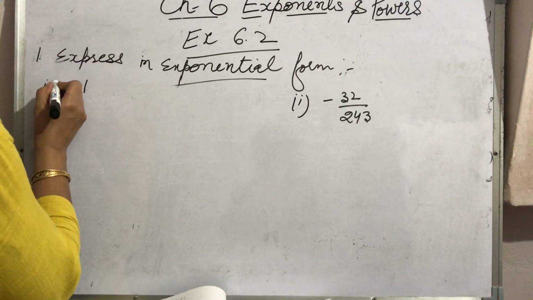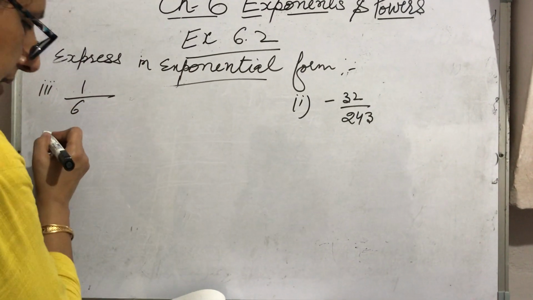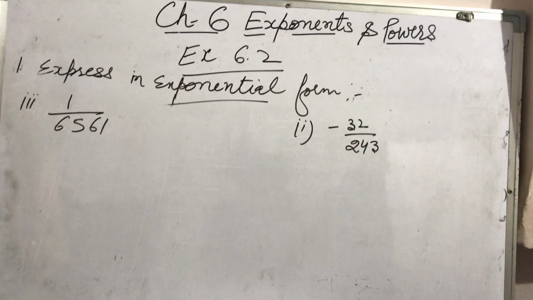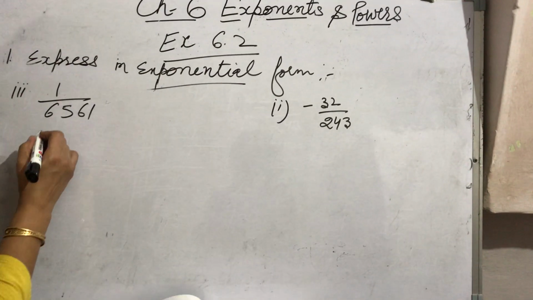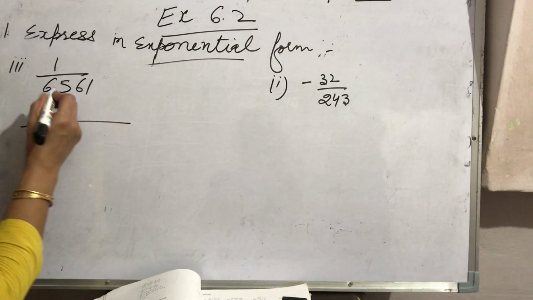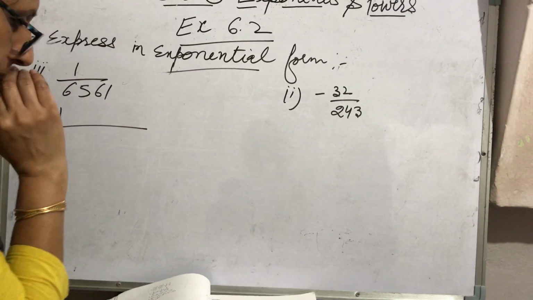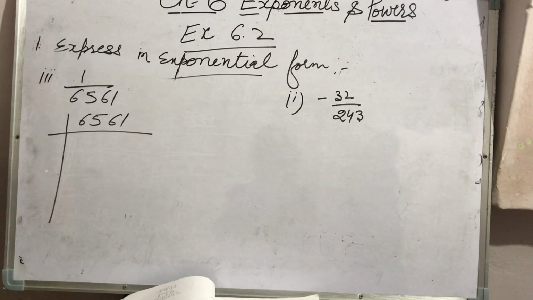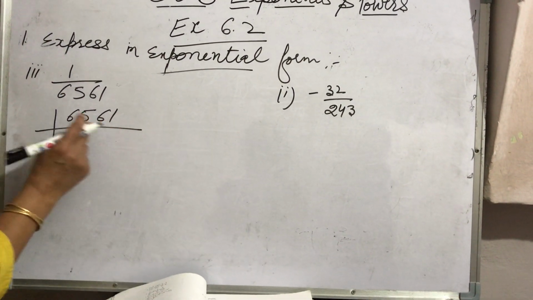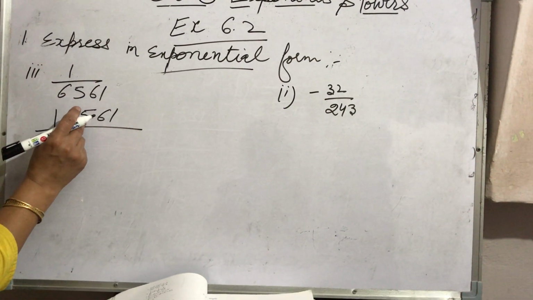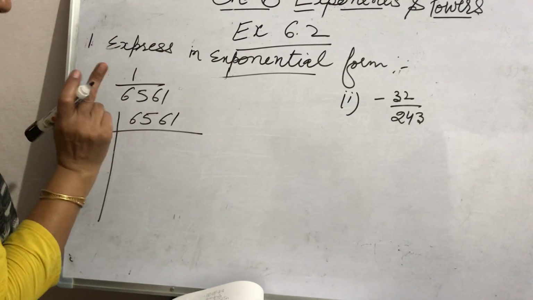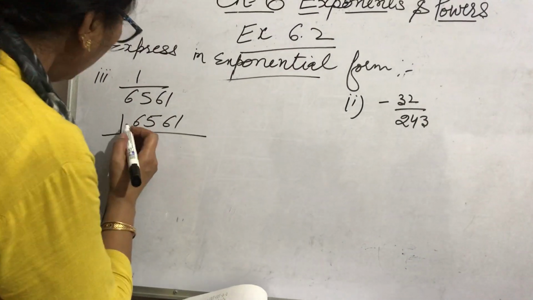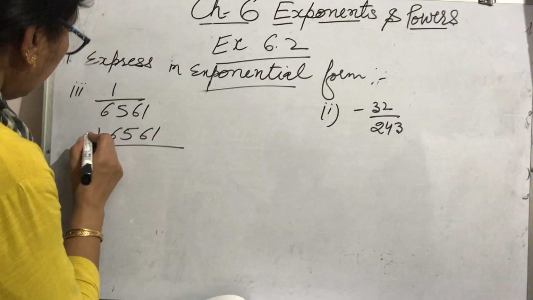Third part, 1 upon 6561. So for 1, there is no need to take factors. We'll find the factors of the denominator, 6561. It will be divisible by 3 because 6 plus 5 is 11, plus 6 is 17, plus 1 is 18. 18 is divisible by 3. You can check in this way. The divisibility test you already know. It will be divisible by 3.